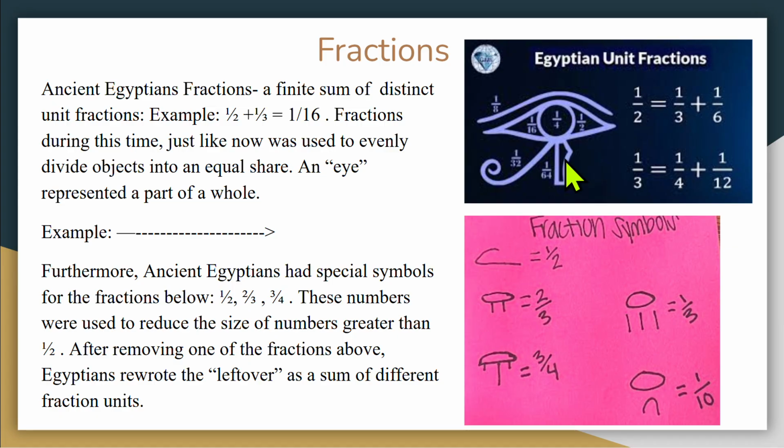Okay, so like special symbols for fractions. So what I have written to the side here represented 1/2, 2/3, 3/4, 1/3, and 1/10. These numbers were used to reduce the size of numbers greater than 1/2. After removing one of the fractions, Egyptians rewrote the leftover as a sum of different unit fractions.